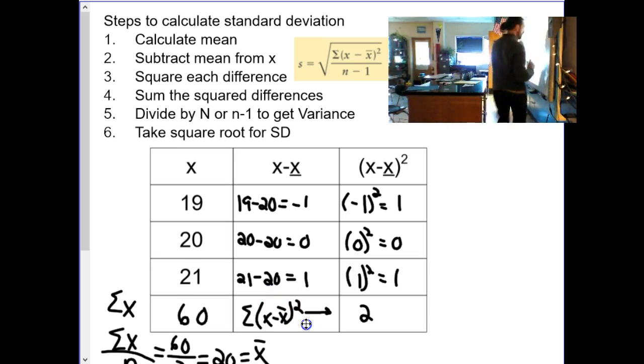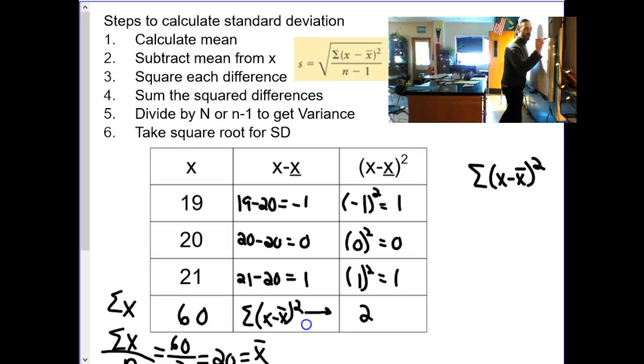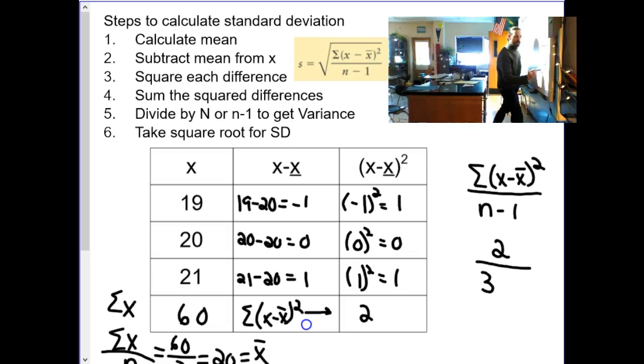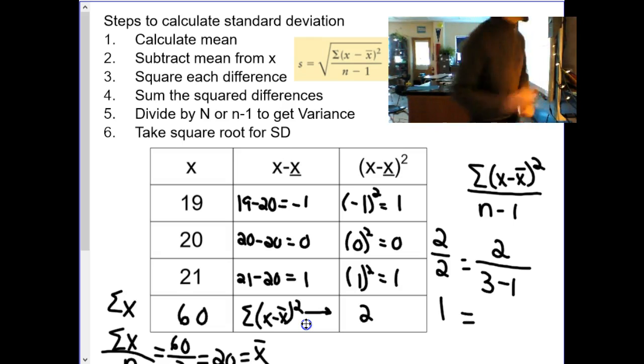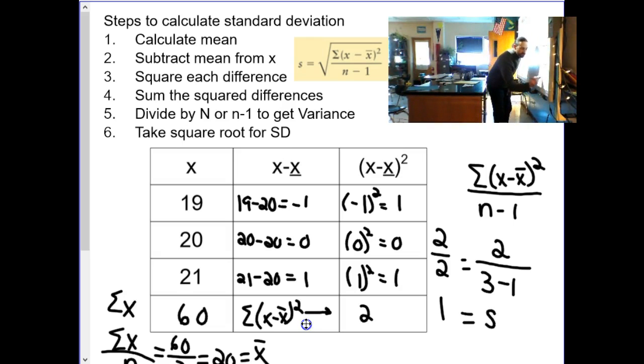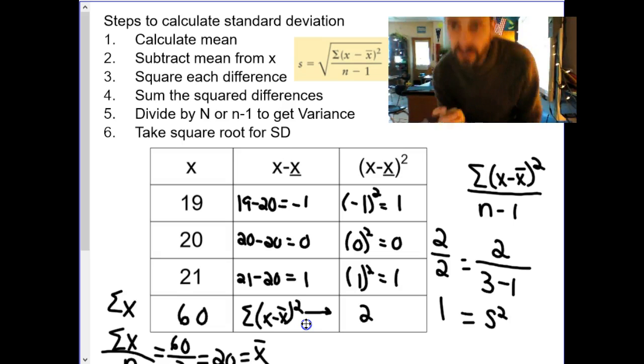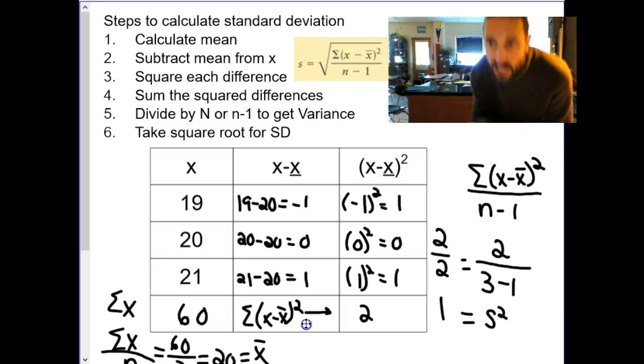So let me write this down. I've got 2, sum of x minus x bar squared over n minus 1. I'm going to do this. So I've got 2 over n is 3 minus 1, of course, and that is just a big fat 2 over 2. Well, fabulous. 2 over 2 is really equal to 1. So in this case, I can say, hey, s squared, or the variance, is equal to 1.